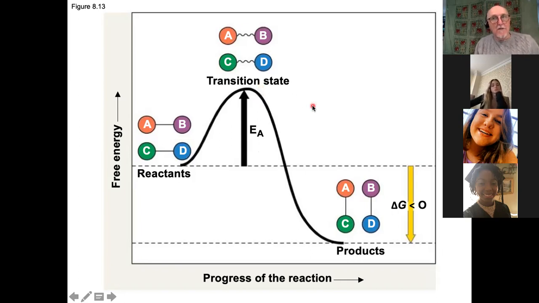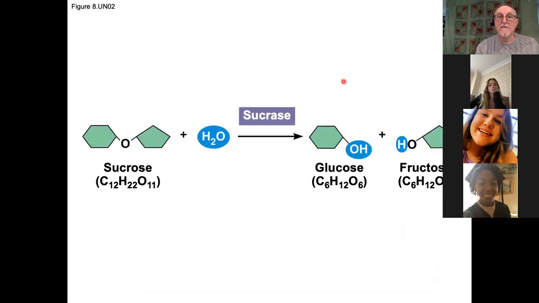And for most biological reactions that take place in the cell, the energy of activation is very high. And the higher the energy of activation, the less likely it is that that reaction can take place spontaneously. In the case of sucrose, for example, you have to put in a lot of energy in order to get the molecule vibrating or wobbling so fast that it will break this bond here.